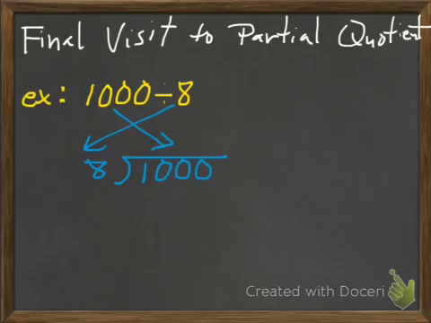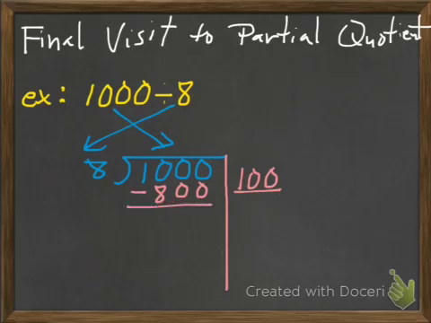Now in partial quotients, we draw a vertical line along the right side. And partial quotients is just that. You don't have to figure out exactly how many times 8 goes into 1,000. You can do partial little pieces at a time. So, for instance, I know that 8 goes into 1,000 at least 100 times, because 8 times 100 gives me 800. So I put my approximation of 100 over here, and I do 8 times 100, and that gives me 800.